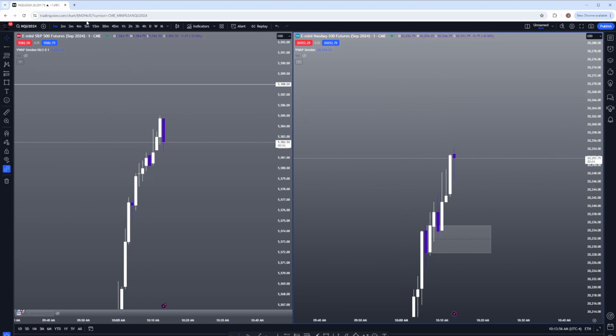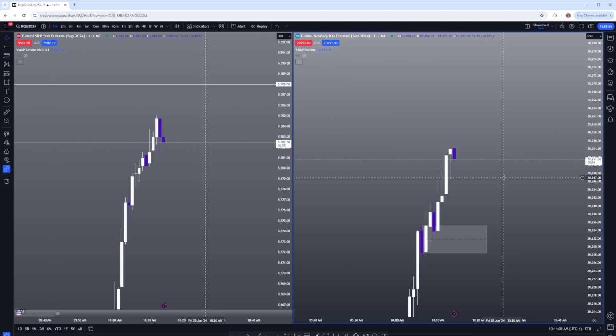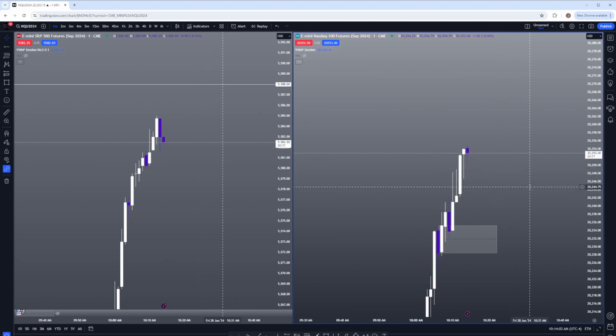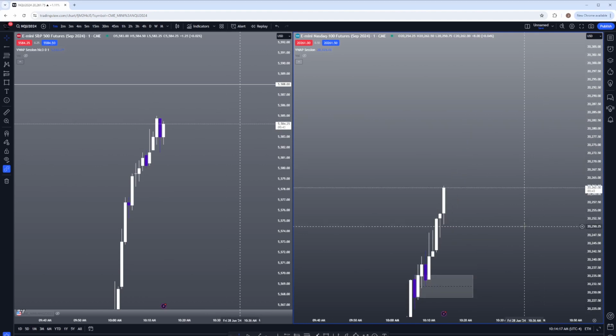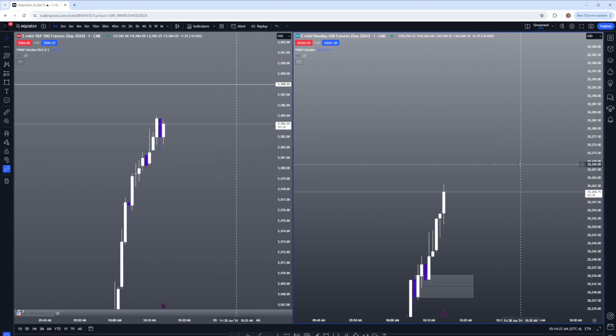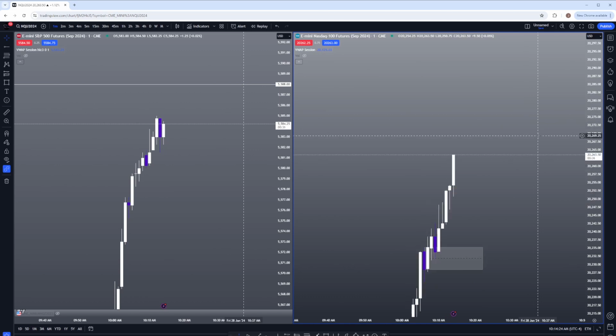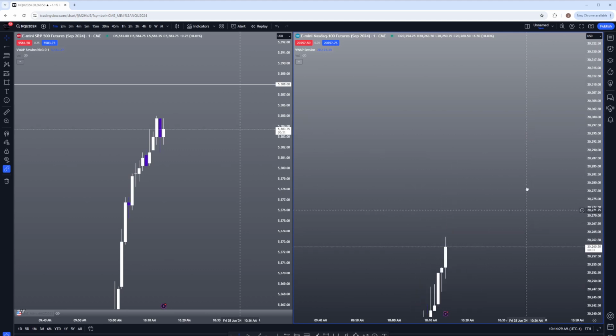Just waiting. Is anybody still holding that initial long that we got into? Anybody still holding a runner or anything? Not still holding. So yeah, this one keeps going. This one really keeps going. Not really slowing down too much.